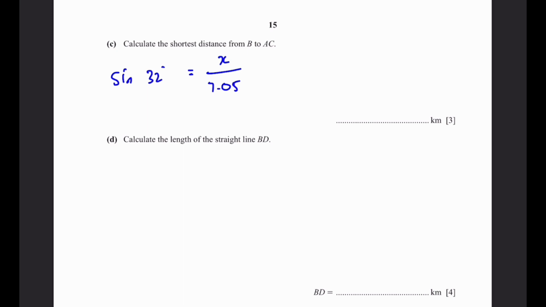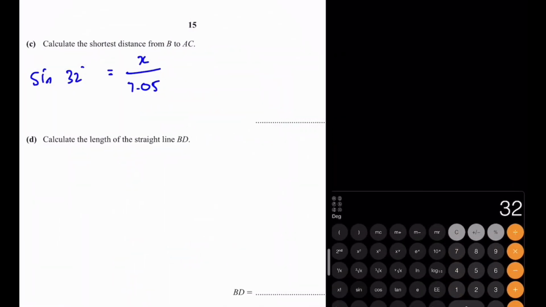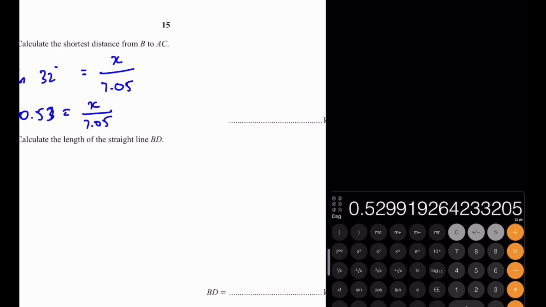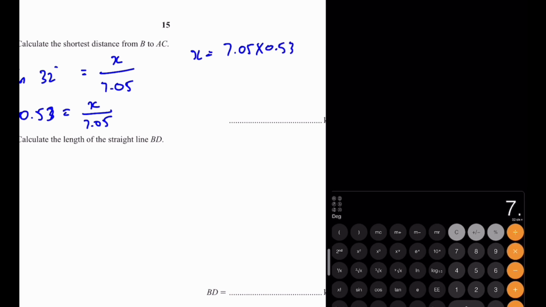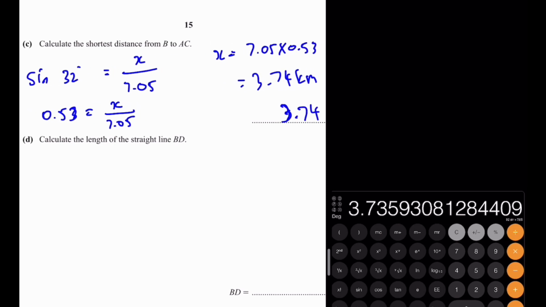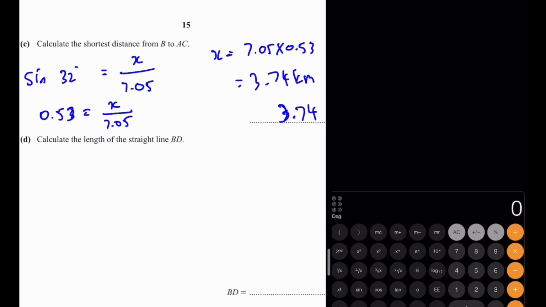Let's find what sine 32 is, which is 0.53, is equal to x by 7.05. X equals 7.05 into 0.53. Let's do that. That's equal to 3.74 kilometers. That's the answer.